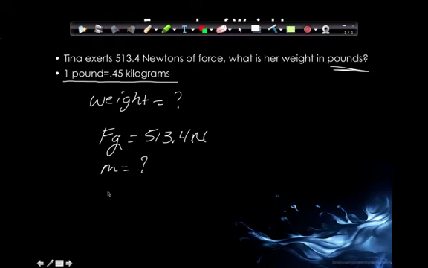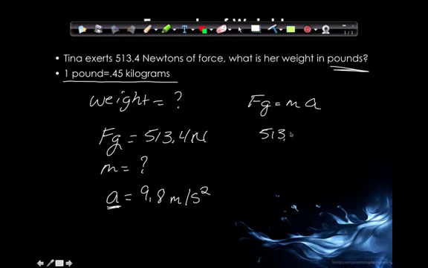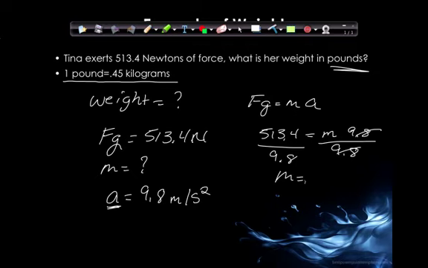All right, so because we're talking about force due to gravity, the acceleration due to gravity is 9.8. We're looking for mass here, again, to get pounds. So force due to gravity is equal to mass times acceleration due to gravity, but it's 9.8 in this case. So 513.4 is equal to the mass times 9.8. Okay, so divide both sides by 9.8. 513.4 divided by 9.8 gives me about 50, I believe.